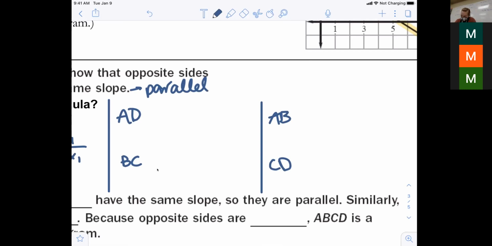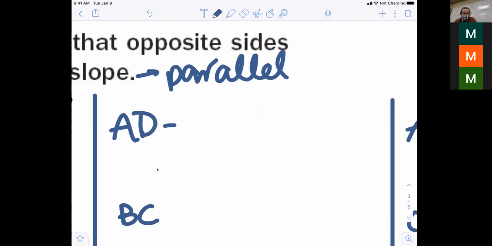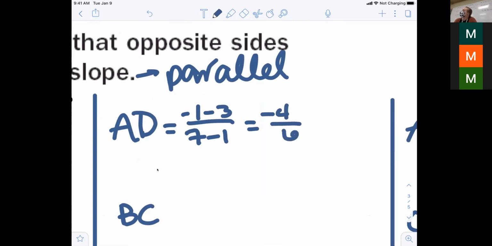AD, I'm going to do -1 minus 3, 7 minus 1, -4 over 6. Make sure to simplify and make sure to always leave it as a fraction. Slope is not a decimal.